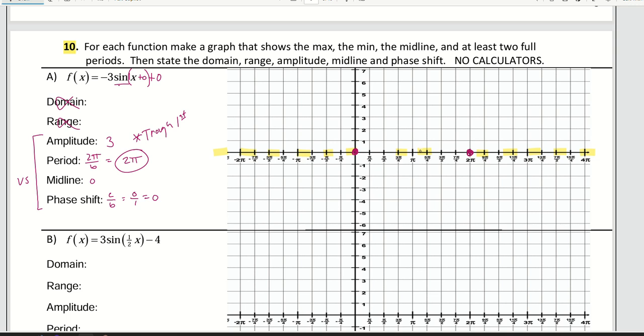Directly in between those 2 midline crossings is another midline crossing. Directly in between the first 2 midline crossings typically would be a peak. But since we trough first because of this negative, we'll go right in between, and then we'll go down the distance of our amplitude. 1, 2, 3. And then in between our last 2 midline crossings, typically would be a trough, but since we are doing the flipped version, we go up 1, 2, 3. We connect the dots nice and smooth. We don't make it pointy. There is the first period of our graph.